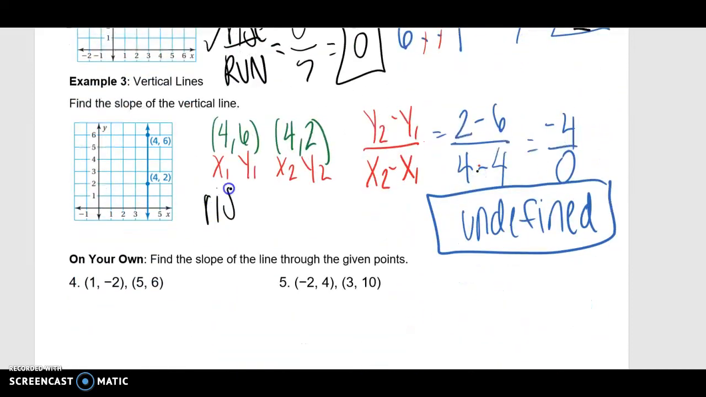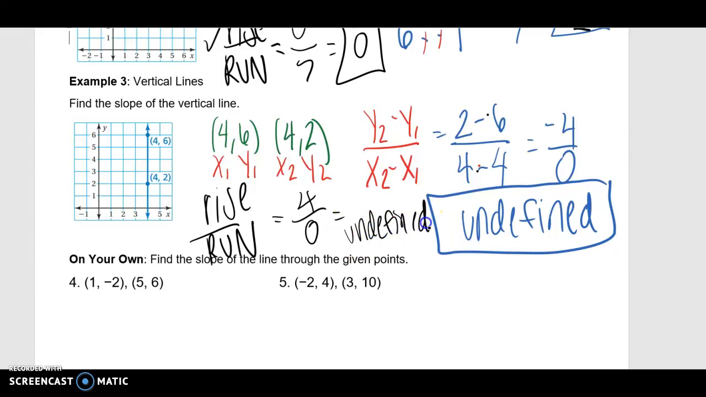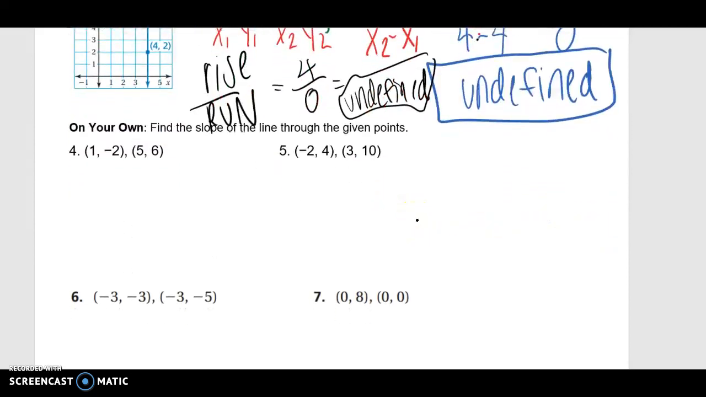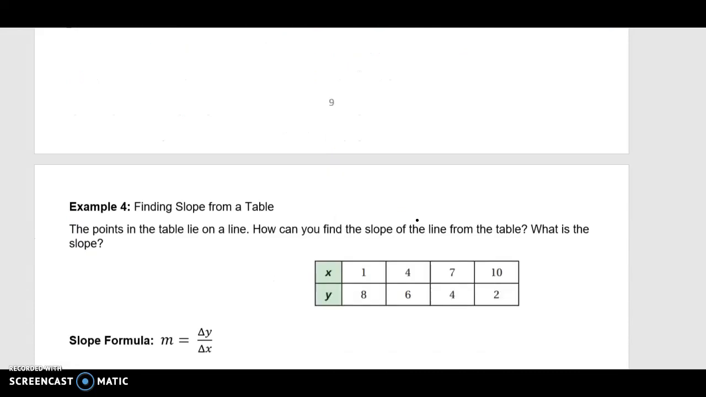Same with this one. If I look at my rise over run, my rise from this point to this point is 1, 2, 3, 4. My run, I'm not going left to right, so that's 0, which will also get me the answer of undefined. So try the next 4 on your own, and then we'll check them in class.